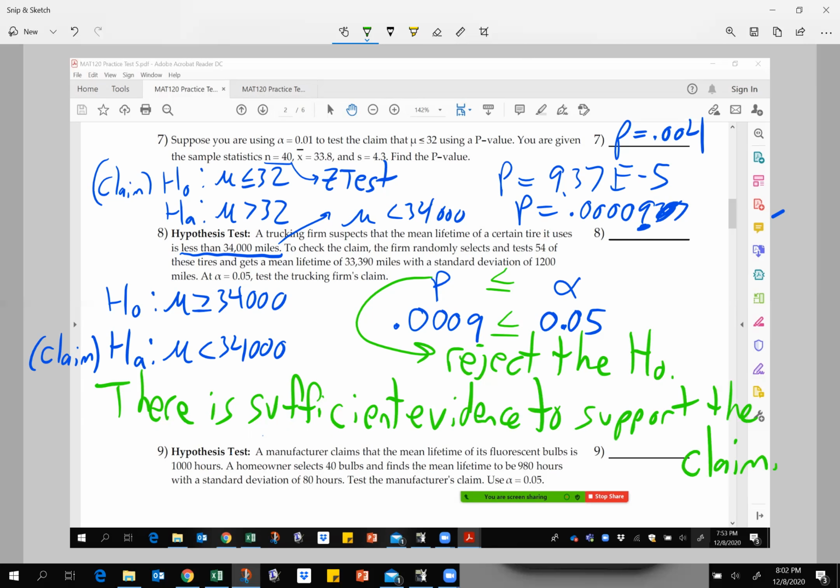So at the end of the day, what is the takeaway from this? There is sufficient evidence to support the claim. The trucking firm suspected that their tires were getting less than 34,000 miles on average, and the evidence does show that that does indeed seem to be the case. Whatever they're claiming does indeed appear to be true.